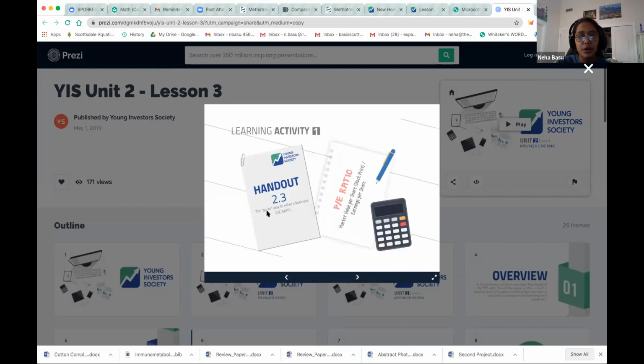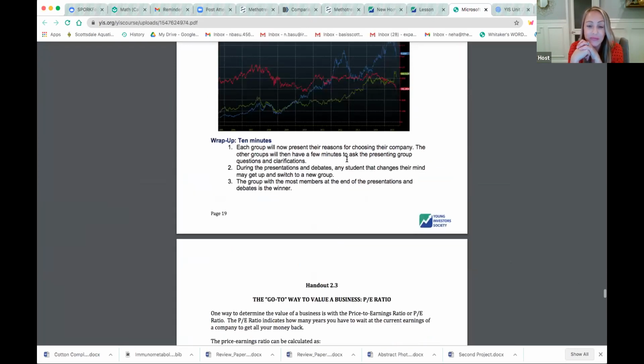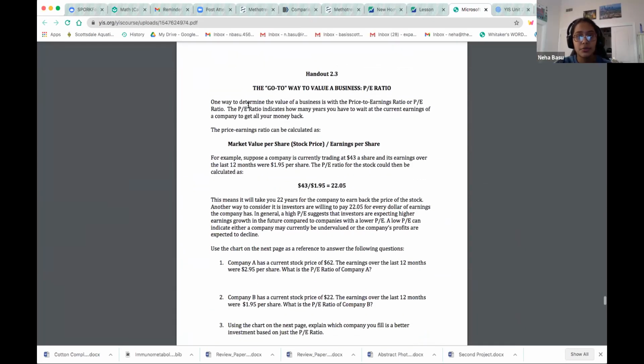So now we're going to go on to handout 2.3. I do have it open. Should I just screen share? Yeah, that would be great. Okay, so this is handout 2.4. Okay, so here's handout 2.3.